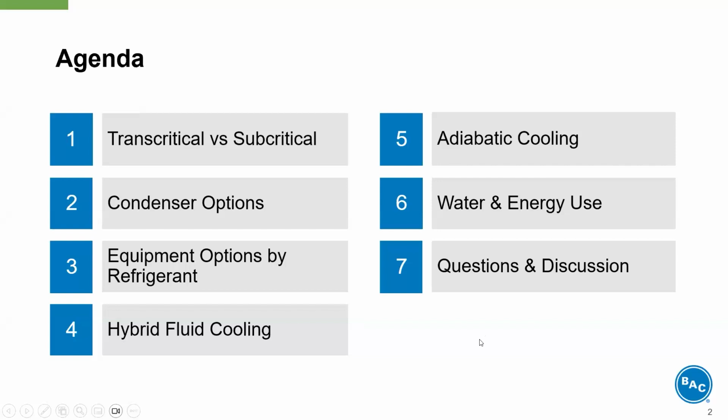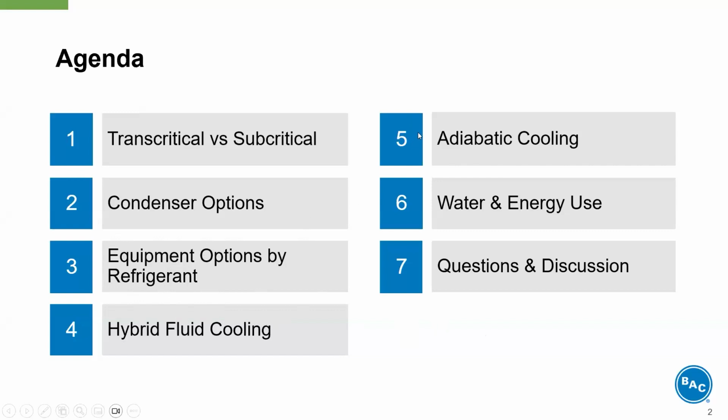Here's a quick overview of the topics that I will cover. A brief discussion about transcritical versus subcritical operation and how your choice in heat rejection can directly impact that. Quick overview on the different condenser options that are available, being air-cooled, adiabatic, and evaporative. Then I will highlight, to the best of my knowledge, what all the available options are based on your choice in refrigerant. Then we'll segue into hybrid fluid cooling and water-cooled systems.